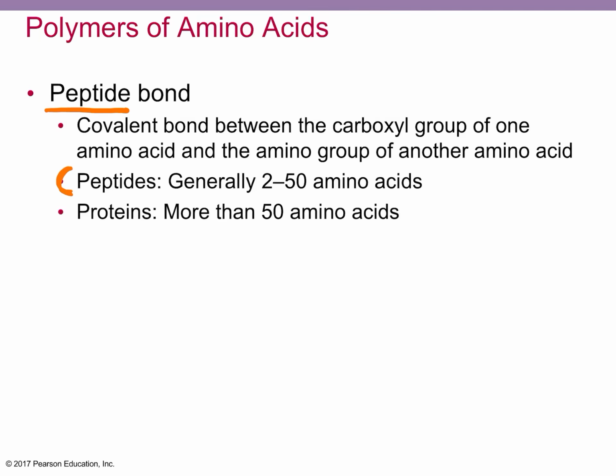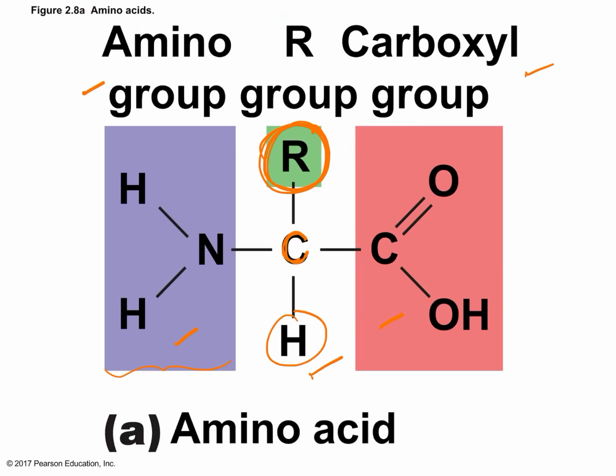And there's two terms here. So the word peptide refers to small chains, about 2 to 50 different amino acids. And so we say peptides are small proteins. And then proteins refer to just a larger molecule, so more than about 50 amino acids.